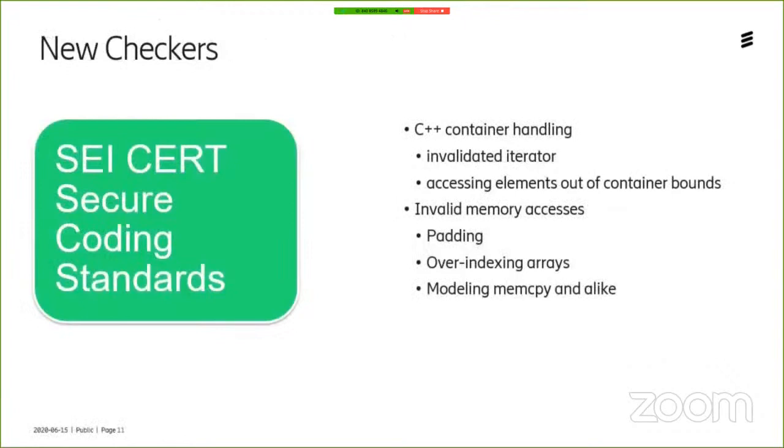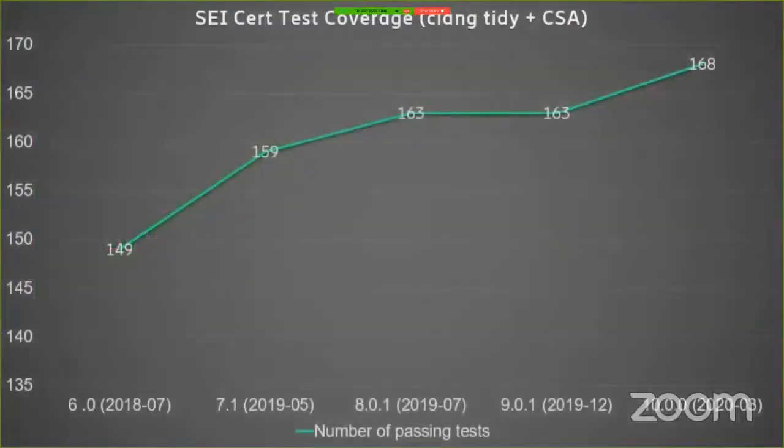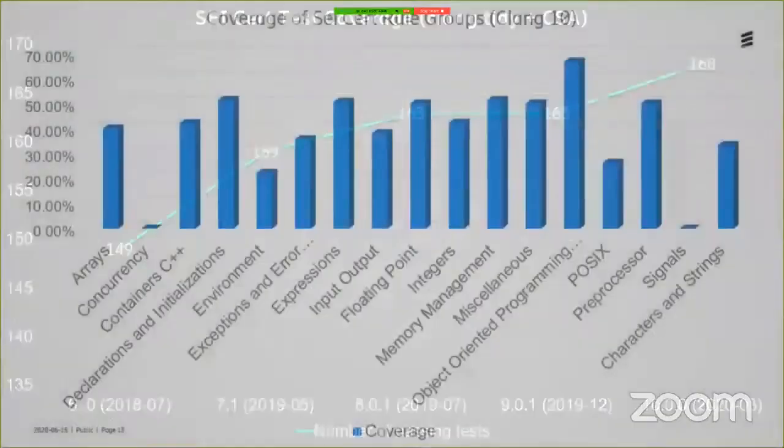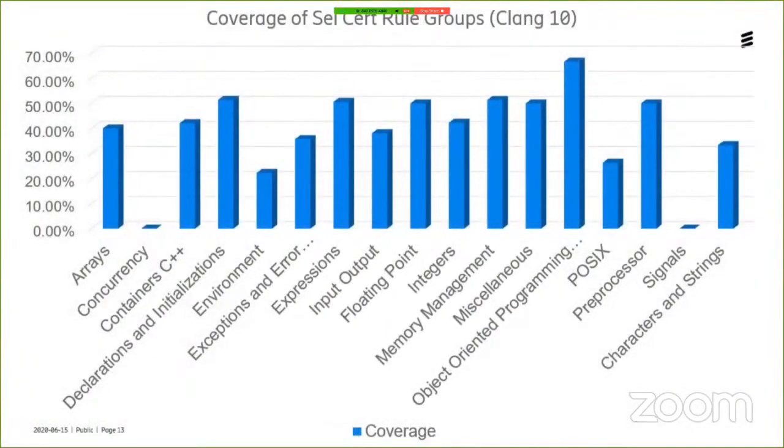There are many C and C++ specific checks that we have implemented. Our efforts were and are still guided by the CERT Secure Coding Guideline, which formulates security-critical rules. These are C++ iterator and container checks, or checkers related to memory access. In this slide, you can see the progress we made with the number of the passing CERT related tests over the years. Here we display the coverage of the different CERT rule groups. This is the current state with the latest Clang release, which is Clang 10.